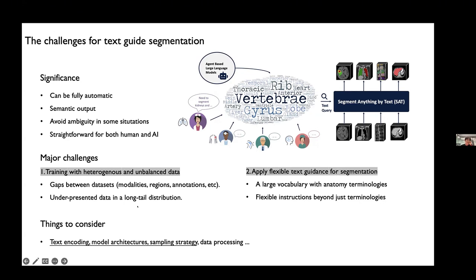Something we consider in this work includes how to build text encoding, how to design the model architectures, and how to design the sampling strategies. And of course, data processing is important, but since most of the data is pre-processed before training the model, we will mainly focus on the first three facets in this presentation.